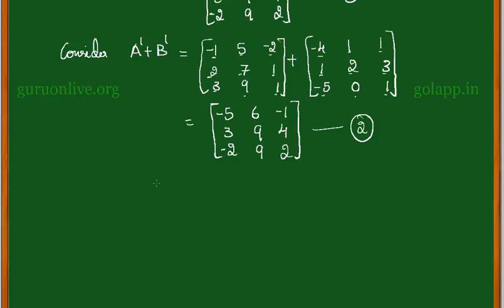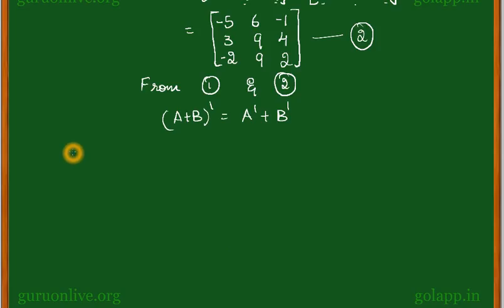So from 1 and 2 we can say both are equal. From 1 and 2, this A plus B whole transpose is equal to A transpose plus B transpose. So this is your first sub-question. The second sub-question is A minus B whole transpose is equal to A transpose minus B transpose.